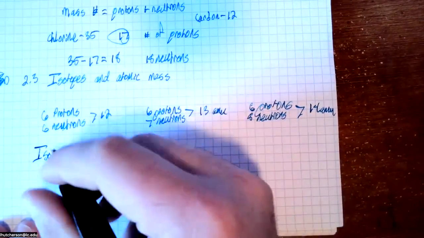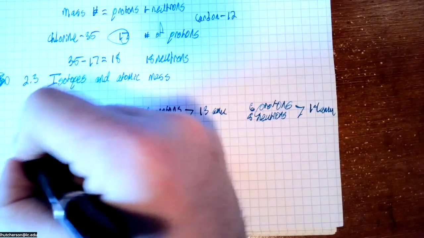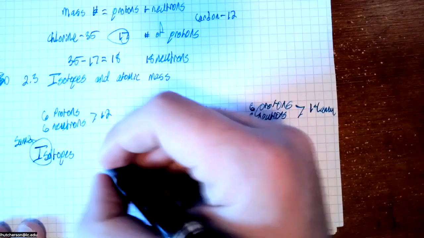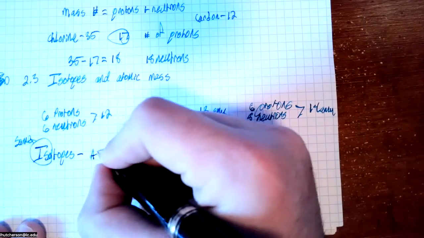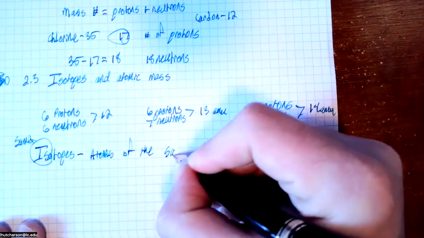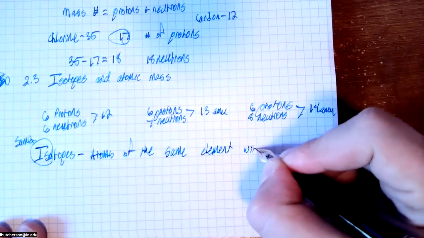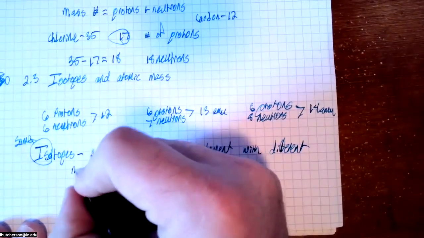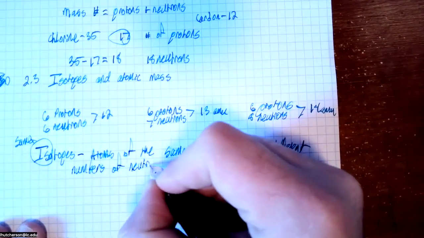Now, as I always like to do, let's break this down. Let's look at this prefix. The prefix iso means same. Isotopes are atoms of the same element with different numbers of neutrons.